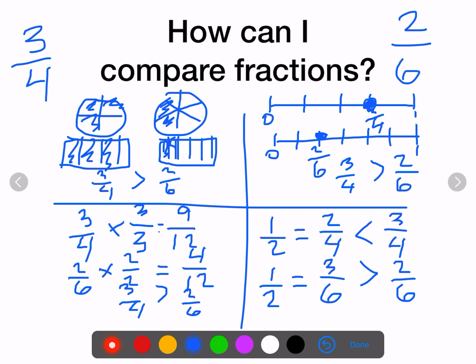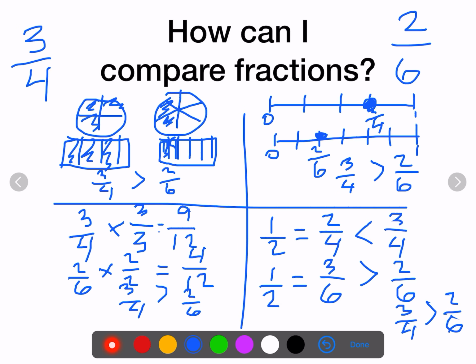This lets me know that 3/4 is more than 1/2 and 2/6 is less than 1/2. If I know that 3/4 is more than 1/2 and 2/6 is less than 1/2, then I know that 3/4 is greater than 2/6.